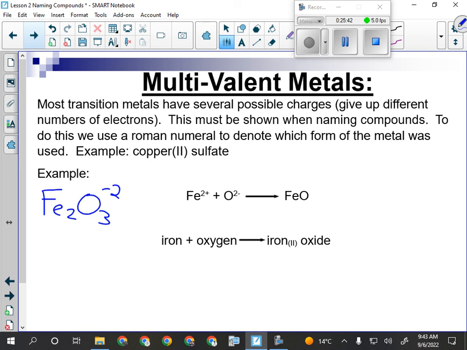-2 times 3 means I have a total of 6 negative charges. How many positive charges do I need? 6. Right. So if I need to get 6 positive charges from 2 iron atoms, 6 divided by 2 is 3. This is the iron with the +3 charge. So you gotta do a tiny bit of math. You have to do a little bit of multiplication and division. Nothing too taxing. So this stuff would be iron 3 oxide.